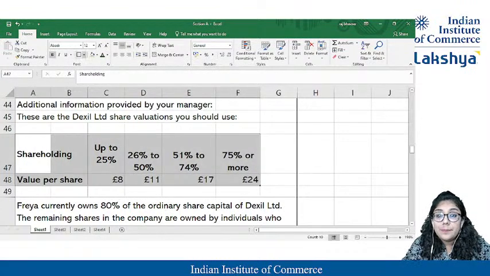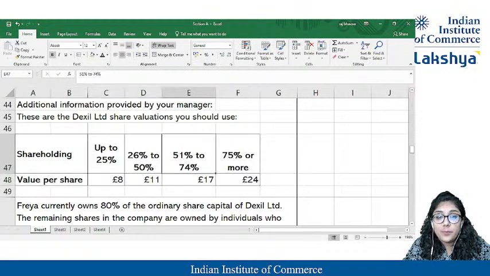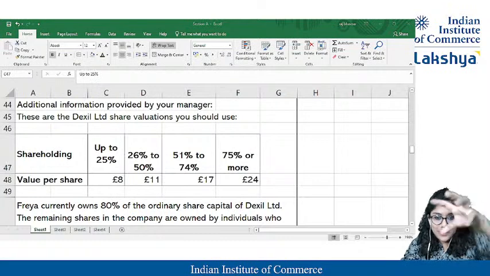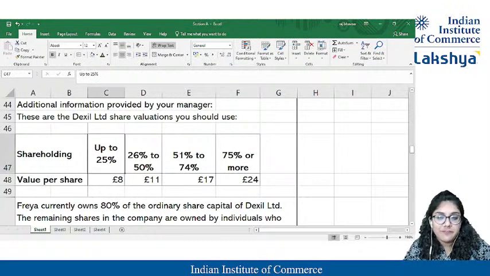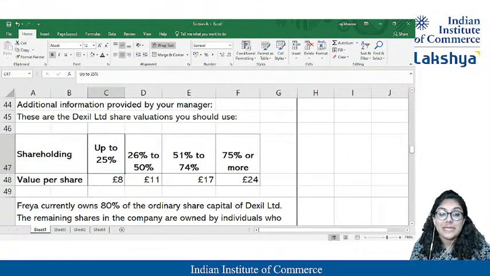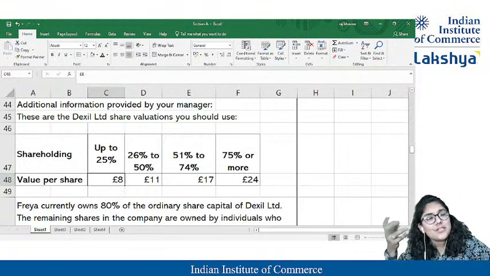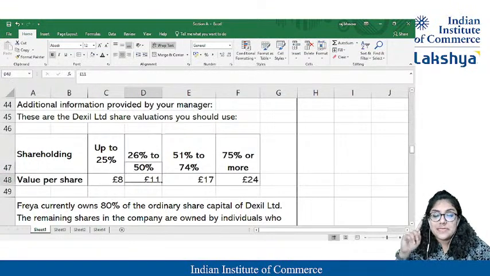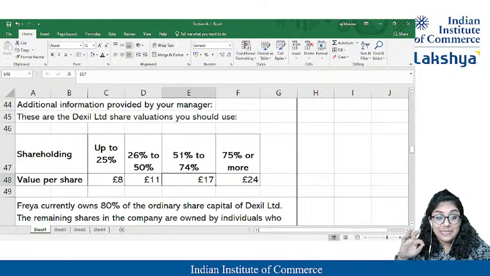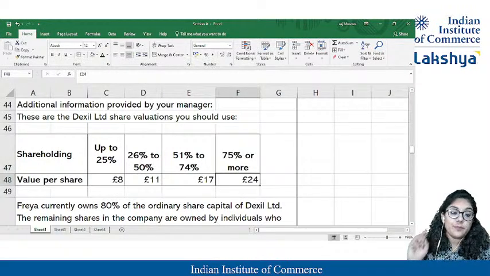Students, please take care. This is very important. If you have a shareholding of up to 25%, the value per share is £8. If you have a shareholding from 26 to 50%, it's £11. If it is more, 17, and if it is more than 75, it's £24.